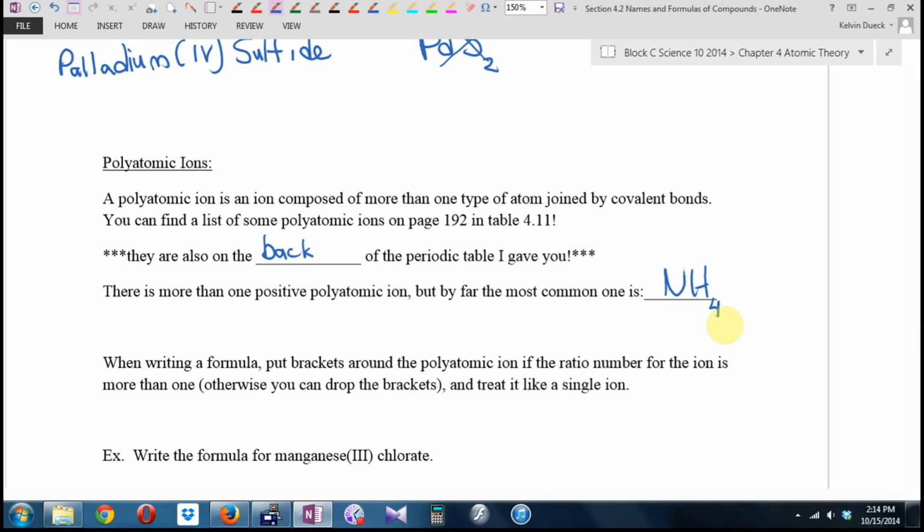Then there's a whole bunch of negative polyatomic ions, and they all have their own names. You don't "ide" the names, you just write the name after the first metal.